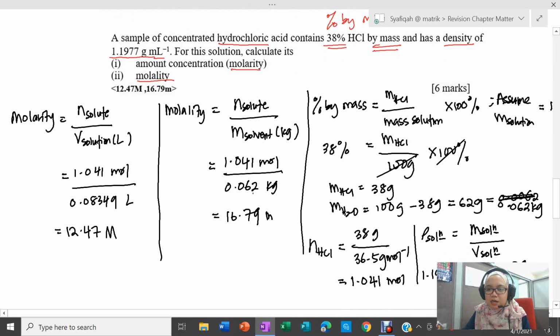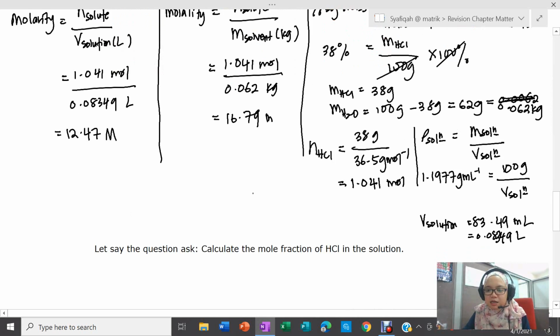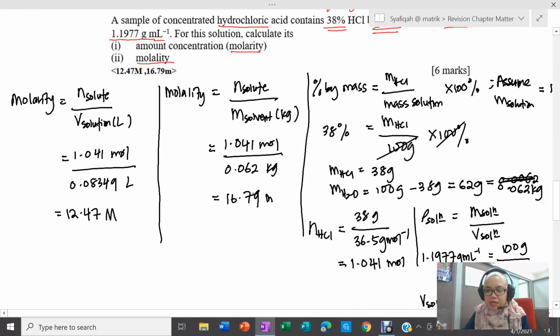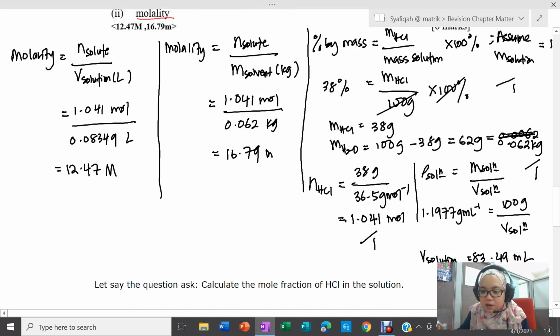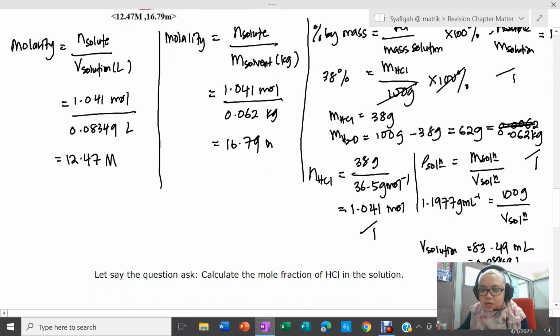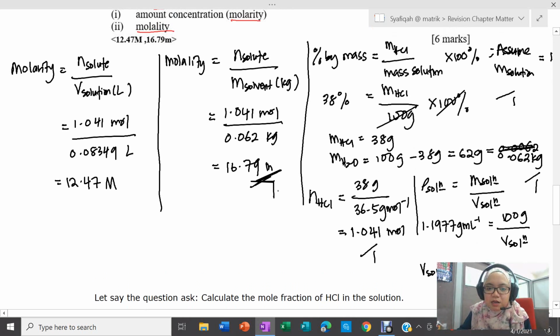So, kat sini markah dia ada 6 markah. Okay, maybe dia akan bagi kita dekat assumption ni 1 markah. Maksudnya you tahu yang you kena assume. Mass of water solvent 1 markah. Ni 1 markah. Mole 1 markah. Volume 1 markah. 1, 2, 3, 4. Okay, so ni 1 markah.